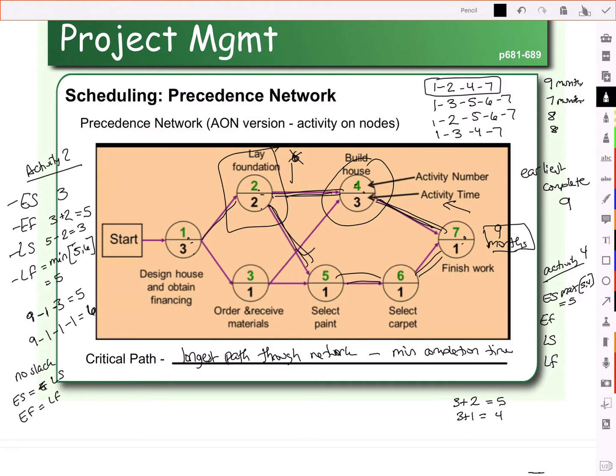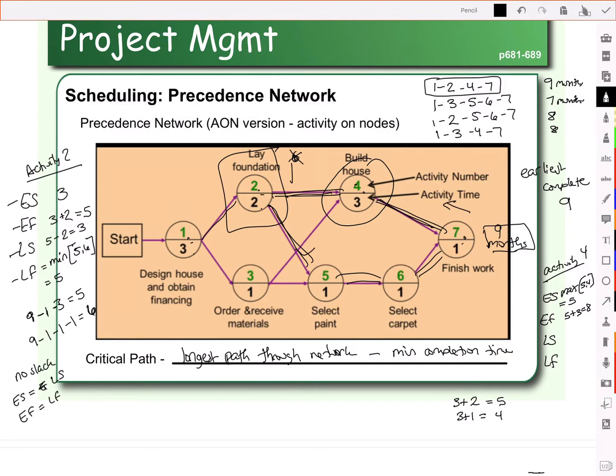That will allow us to do both activities 1, 2, and 3. Earliest finish, well, if the earliest we can start is month 5 and activity 4 takes 3 months to do, then the earliest we're going to finish is 8. Now let's look at late start, late finish.